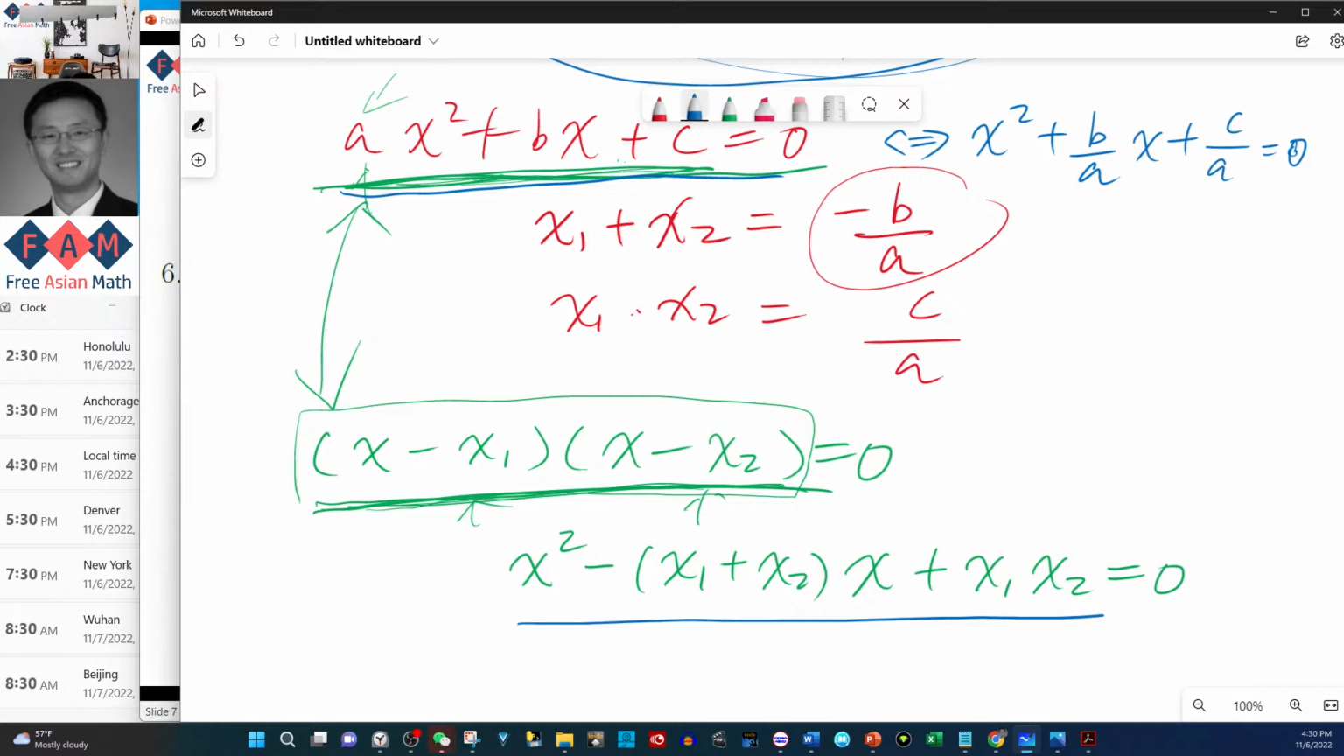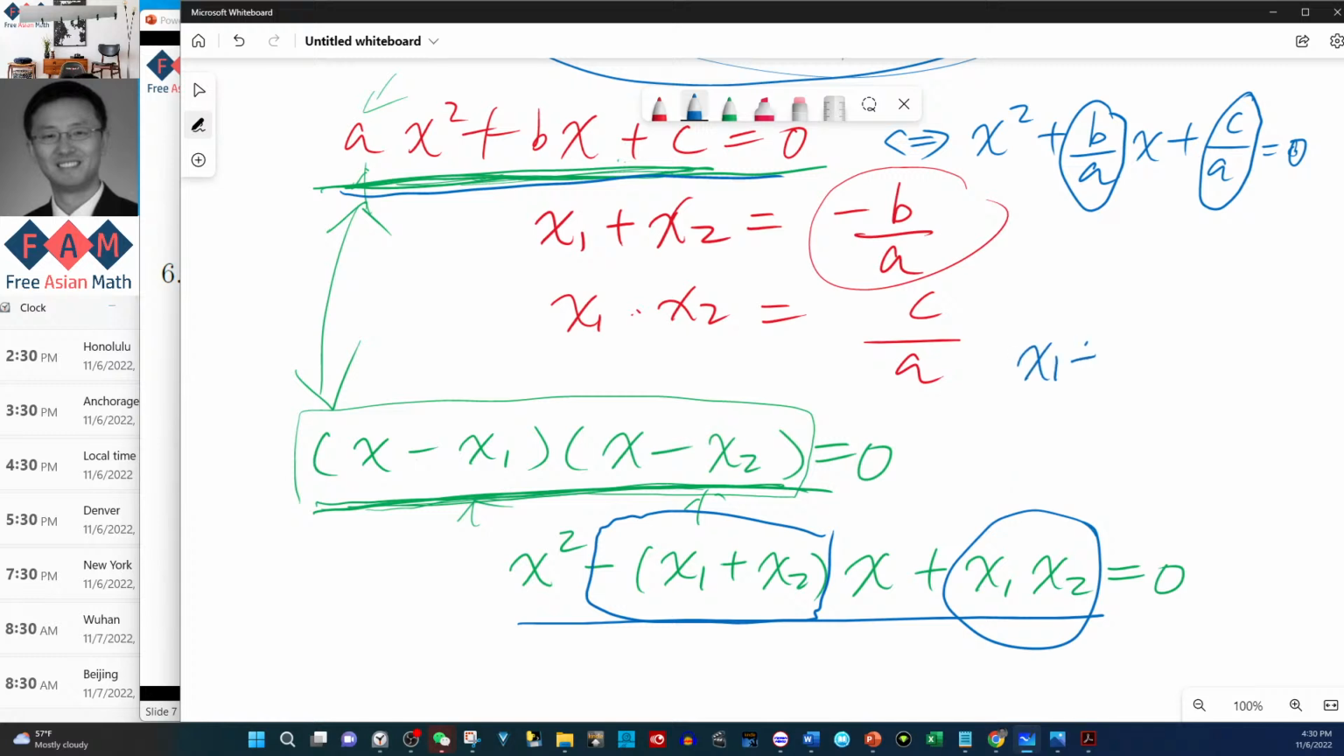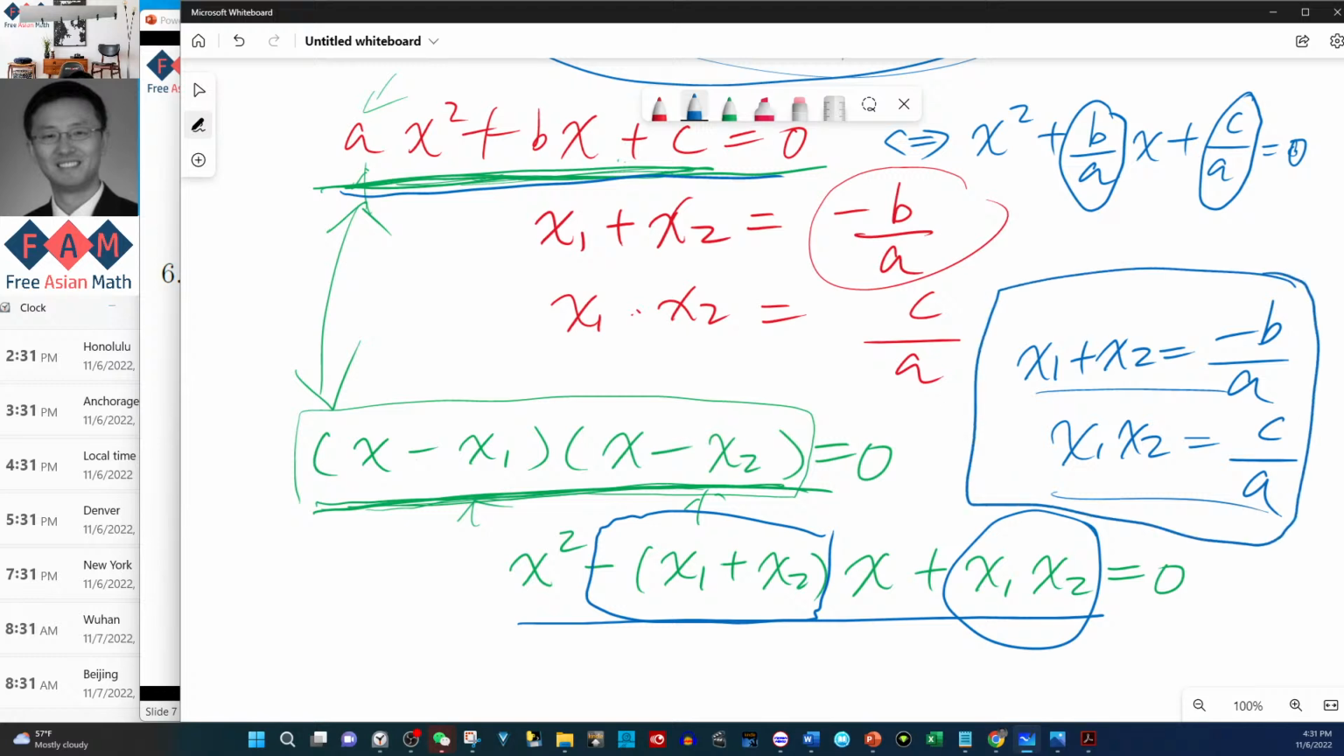Okay, so now you can see why this guy must be this guy. Because if the two polynomials are always equivalent, then all their coefficients must be equal for corresponding terms. So that gives you the intuition that x1 plus x2 equals negative b over a, and x1 times x2 equals c over a. That, not rigorously but clearly, explains why this is always true. The Vieta formula is something like this.